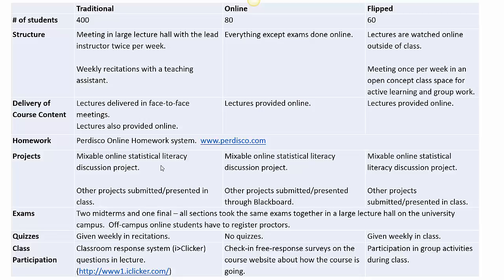The traditional and flipped classes have quizzes in class. The online students don't have any quizzes because those would be hard to proctor, and if they're not proctored, then they're basically just more homework assignments.